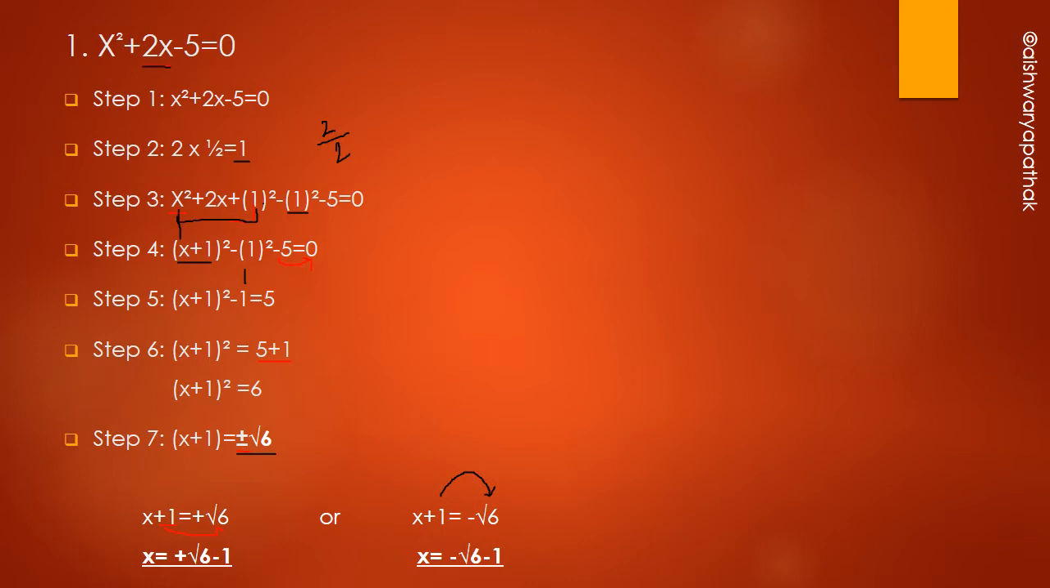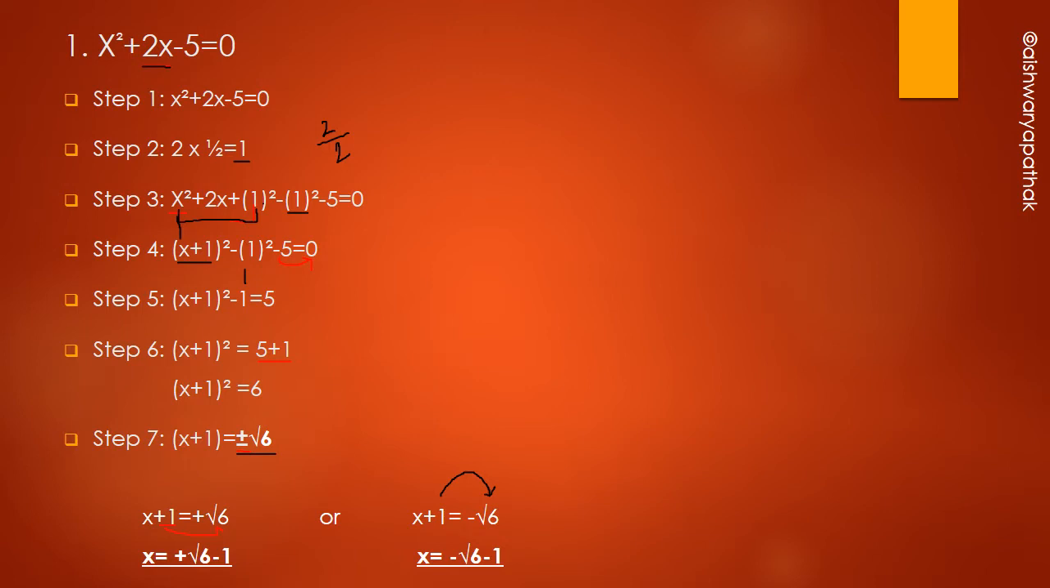So the first step is what? The first important criterion or rule is that it should contain the first term as x square. Then the second step is to multiply the coefficient of the variable x, having index 1, by half. Then whatever answer you get here, you should write it twice and its square, one time with plus and one time with minus.